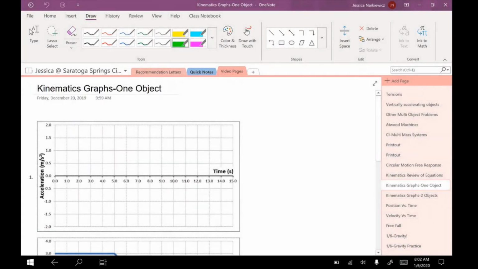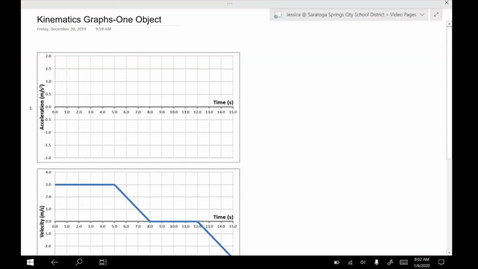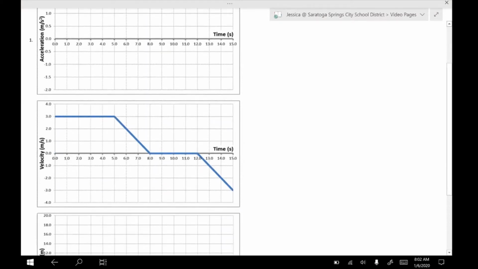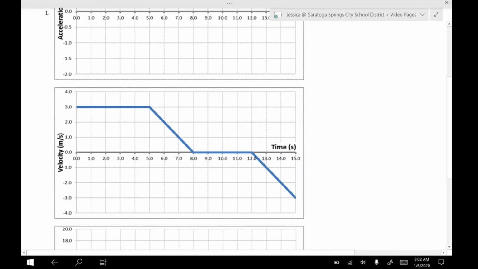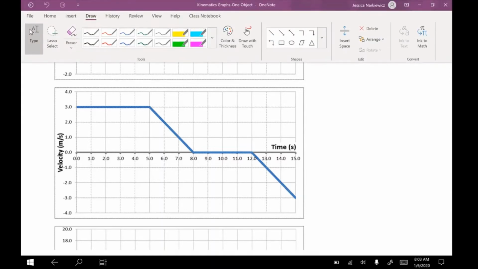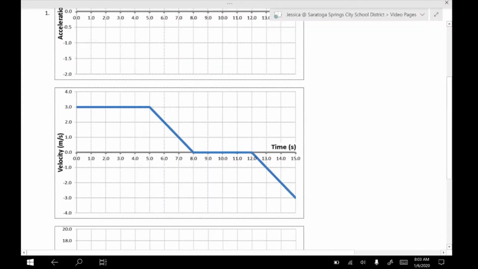This video is going to be about converting different types of kinematics graphs for one object to the other graph. So we have one object moving with the velocity versus time graph shown in the center here. Let's remember that using TSA can be very helpful here.